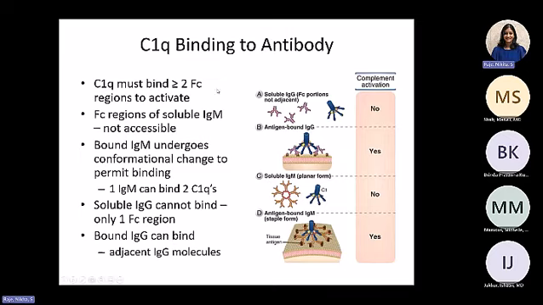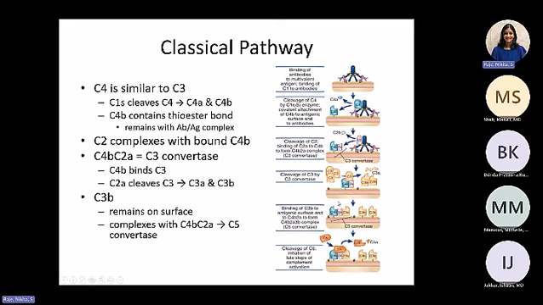Now C1q must bind more than 2 Fc regions, so that's important. So it only binds to a complex, an antigen-antibody complex, because if it's a free-flowing antibody, it cannot fix complement. The Fc region of soluble IgM is not accessible, which means when the IgM binds to an antigen, that's when it has more than one Fc region so that the complement can bind to it. All right, same thing for IgG, same thing for IgM. It needs 2 Fc regions.